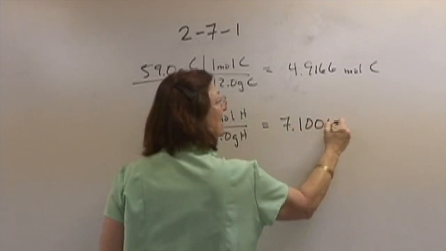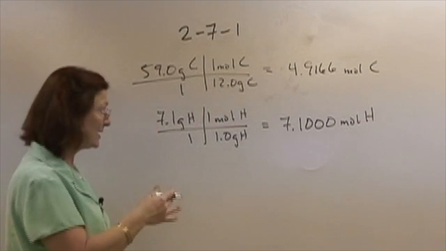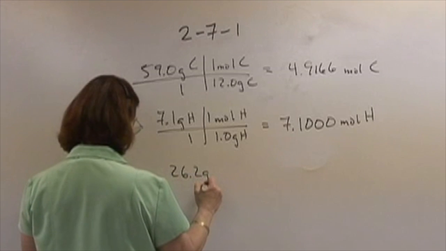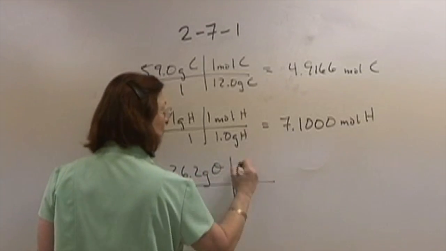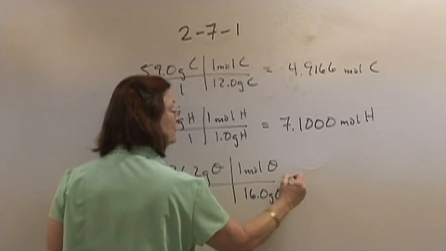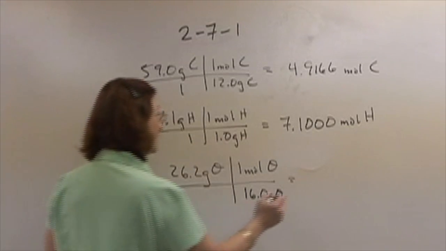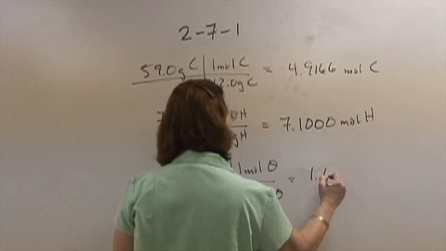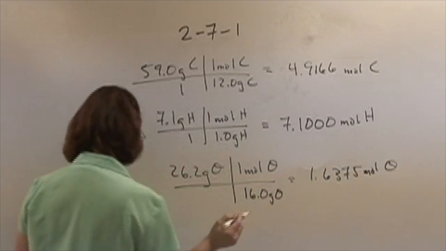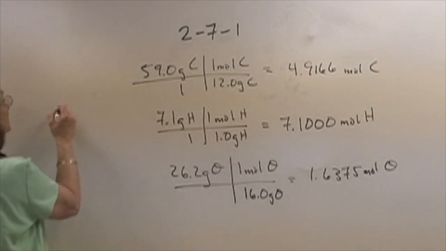And I am going to add these zeros so that I am consistent with my calculations. I have 26.2 grams of oxygen. And 1 mole of oxygen has a mass of 16.0 grams, and therefore I have 1.6375 moles of oxygen. Now, in order to get the amount of nitrogen, I must add up these numbers.